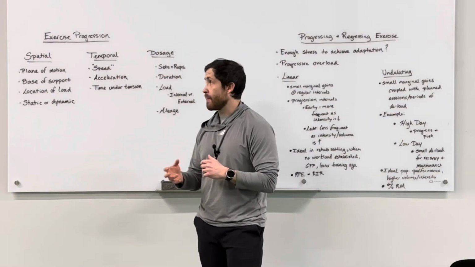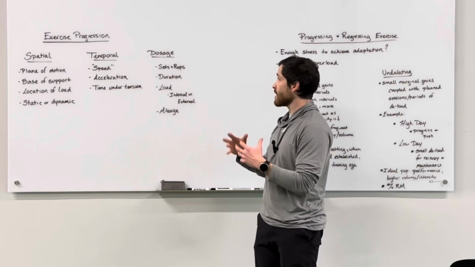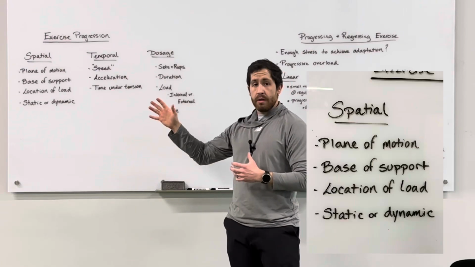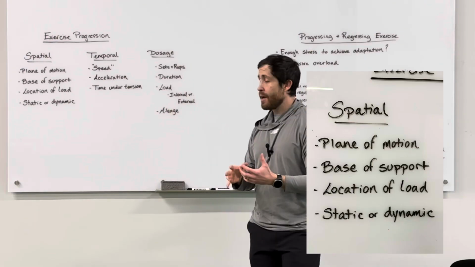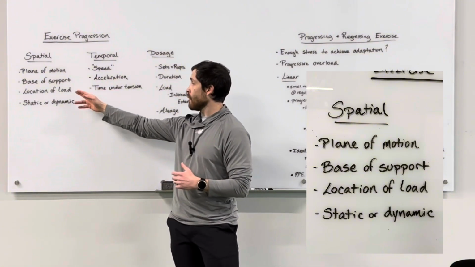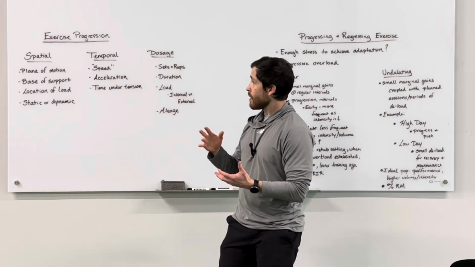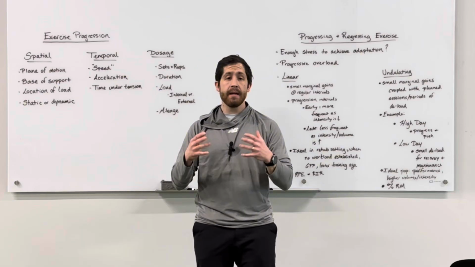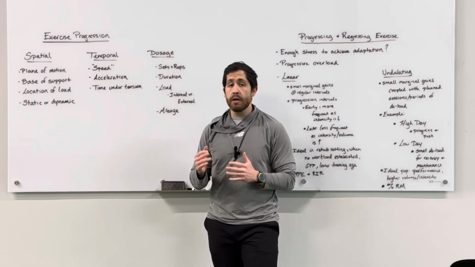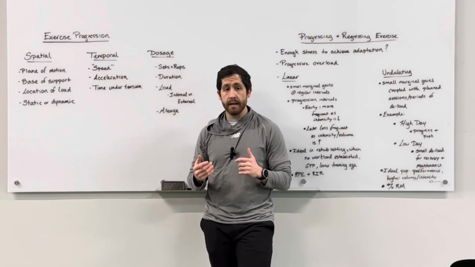So the first thing I'd like to talk about is the three dials of exercise prescription. The first one I like to think about is the spatial aspects. In this, we have the plane of motion, the base of support, the location of the load, and static or dynamic. Plane of motion is your sagittal plane, frontal plane, and transverse plane movements. But also, is it a vertical pressing motion or a horizontal pressing motion for the upper body?